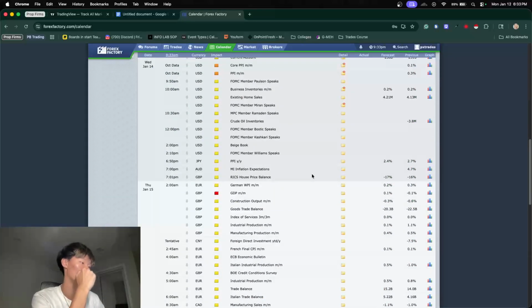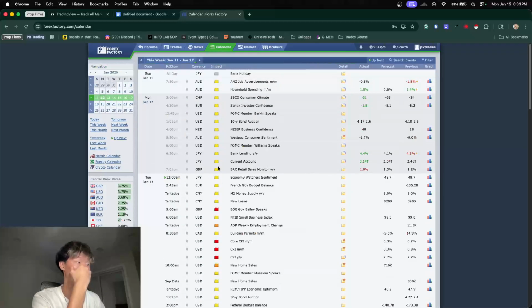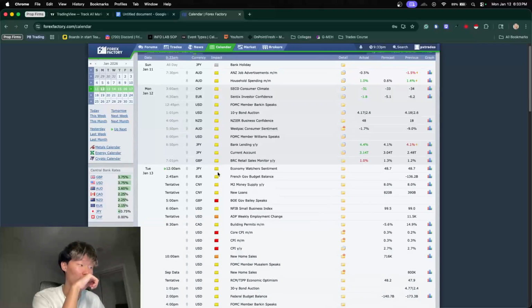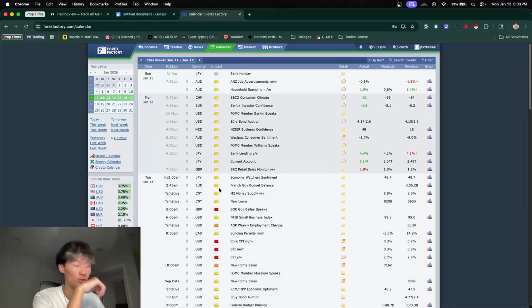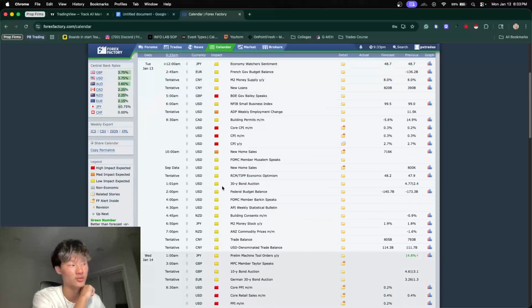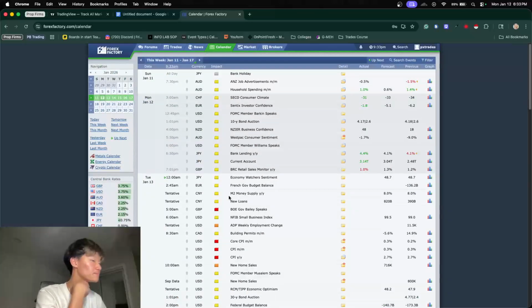Lots of stuff, okay? You see all these folders, right? These are all news and stuff like that. But as you can see, we have yellow, red, orange, and gray. Those are just how much of an impact they are to the market. And also, these are different currencies. We have the yen, the Aussie, the pound, and USD and stuff like that. But since we're doing futures, we're only going to be focused on USD.